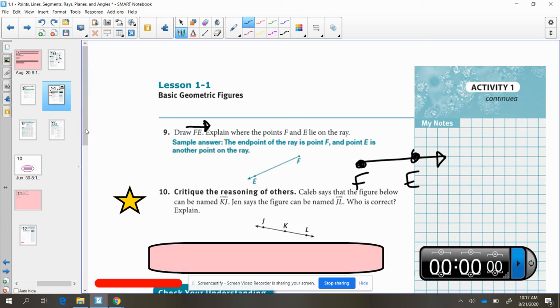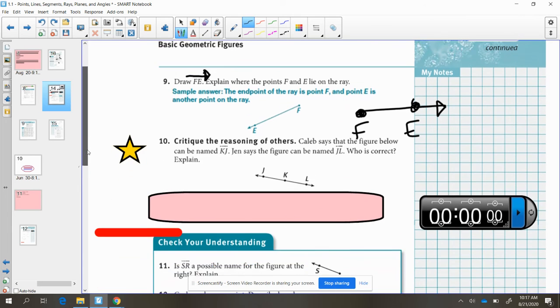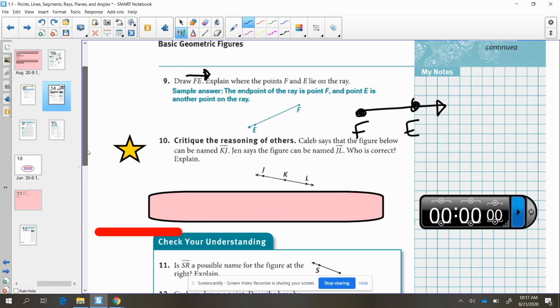Number 10, Caleb says that the figure below can be named line KJ. Jen says the figure can be named line JL. Who is correct? Explain your answer.